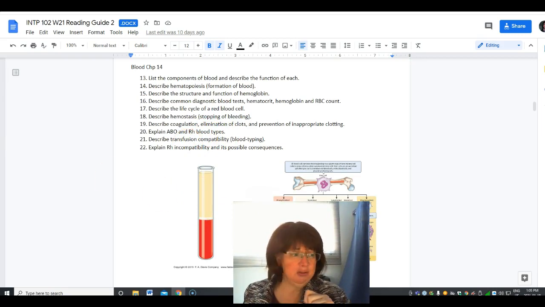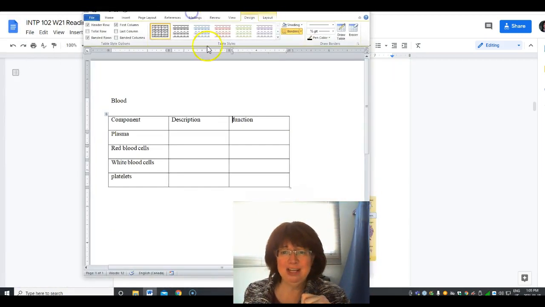And as we go through it, I would like you to start with a Word document or some sort of document where as we go through it, you can summarize it. So we're summarizing the components of blood. The plasma, the red blood cells, the white blood cells, and the platelets. Those are the main components of blood.